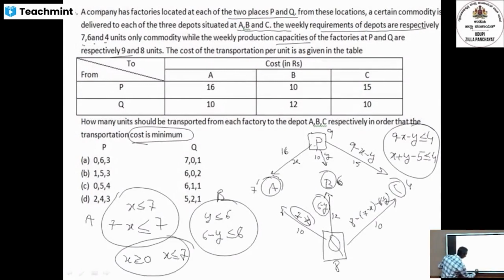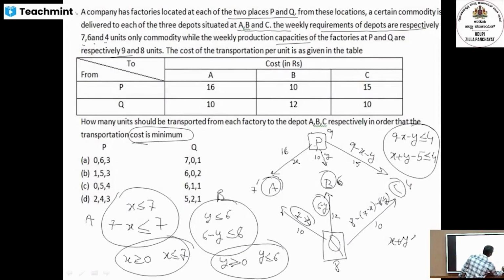Here you will get y greater than or equal to 0, y less than or equal to 6. And this one will lead to x plus y less than or equal to 5 and x plus y less than or equal to 9. So these are the 6 conditions you are getting.